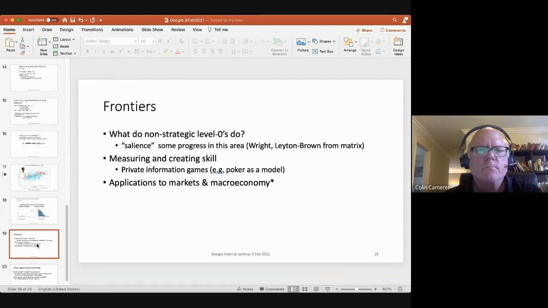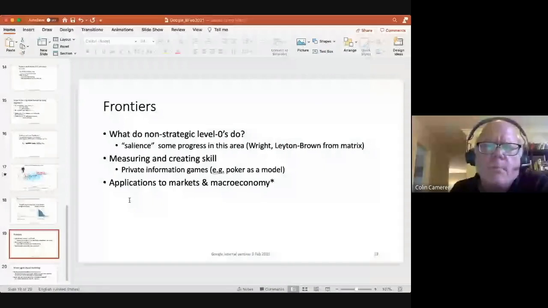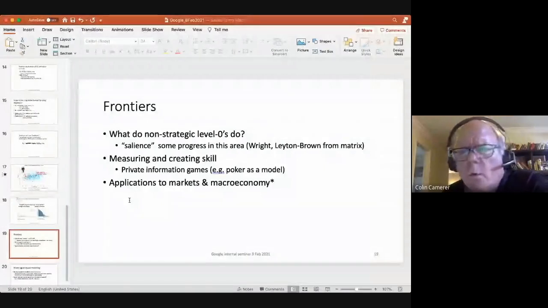I'm going to talk about macro a little bit, which Greg mentioned. But the things we're continuing to work on is what exactly do these strategic level zeros do? I think the answer is salience, and we need to go back to attentional psychology. Some of you may know Kevin Leyton-Brown, a computer scientist at UBC. He's done some nice work on this with James Wright.